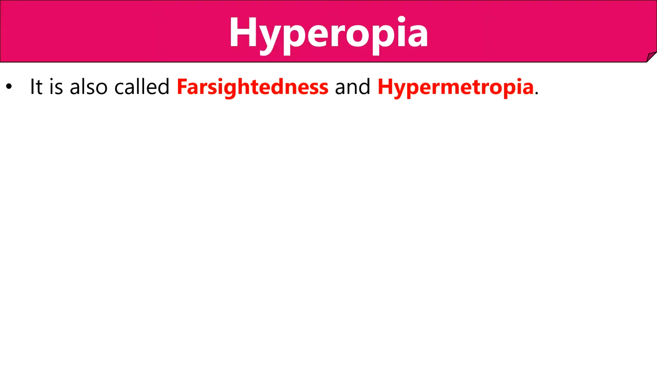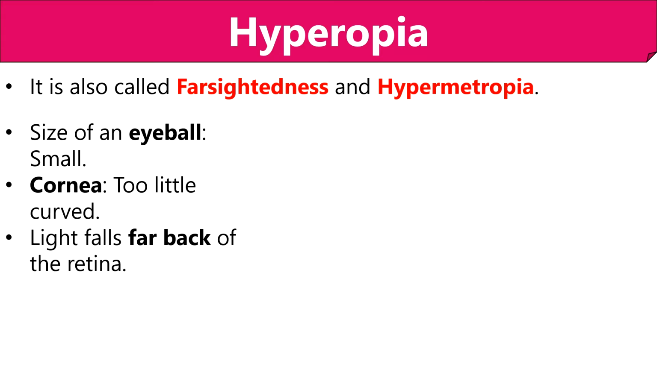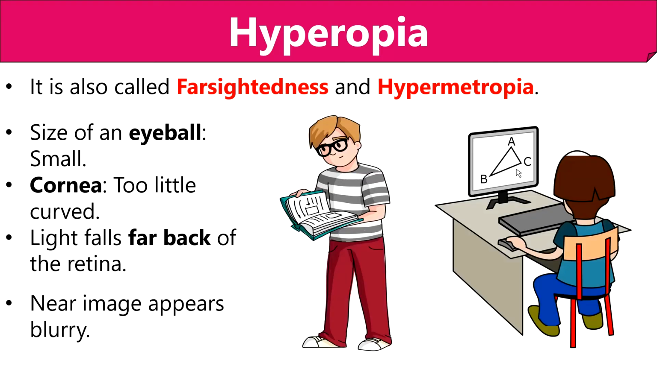Then coming to hyperopia, it is a refractive problem also called hypermetropia. In hyperopia, you can see the distant objects clearly, but the nearby objects are blurry. And this is the reason due to which hyperopia is considered the farsightedness. Hypermetropia is a common eye problem in which the size of an eyeball becomes small and the cornea is curved too little. As a result of this, the eye focuses the image far back of the retina instead of focusing the image on the retina. In hypermetropia, the nearby objects appear blurry.